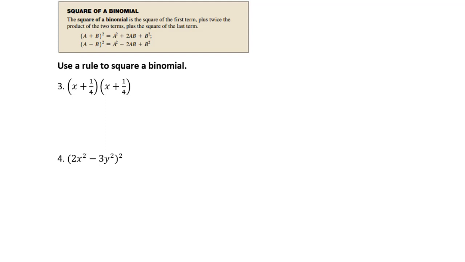So let's keep applying the square of a binomial. And so here, x becomes x squared. X times 1/4 is 1/4 x. Doubling 1/4, you get 1/2 x. And then 1/4 times 1/4 is 1/16. Because 1 times 1, 4 times 4.